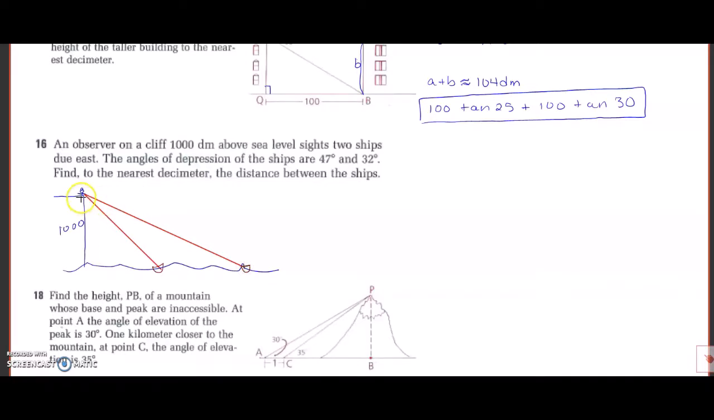At an angle of depression. Now remember, depression is always off the horizontal. So one angle of depression is there, the other one is there. So the larger is 47, and the smaller is 32. And when I say the larger, I mean that whole span. If these are parallel, then alternate interior angles are congruent, and that's 47. And then that's 32.